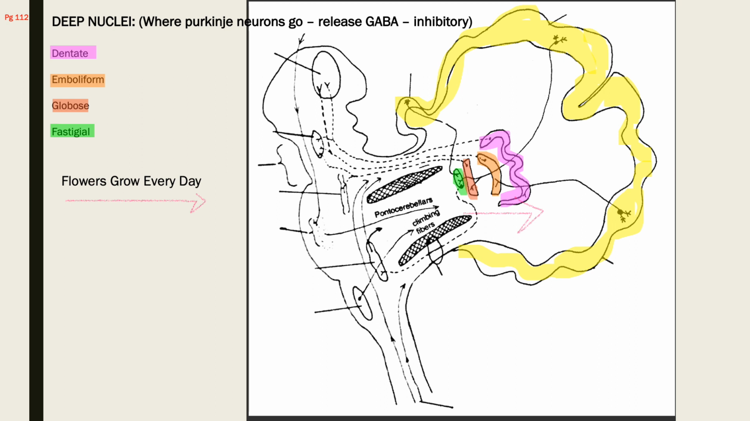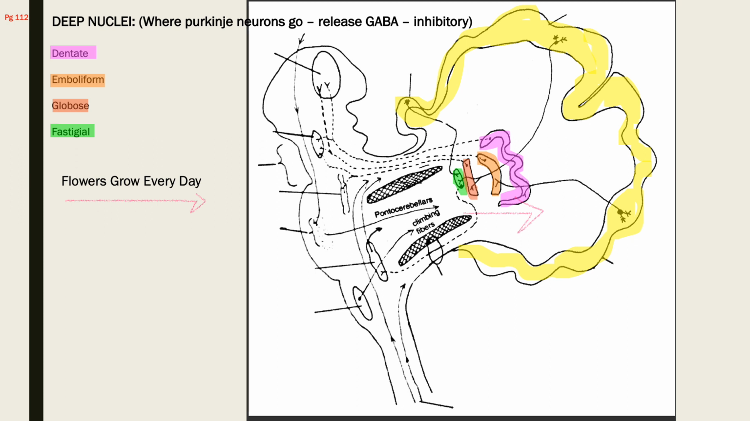If you know this diagram, it makes this information a whole lot easier rather than just memorizing all these words and where everything is going and all that. So just as a reminder, the deep nuclei are in the middle, or the central nuclei. That's where the Purkinje neurons go.